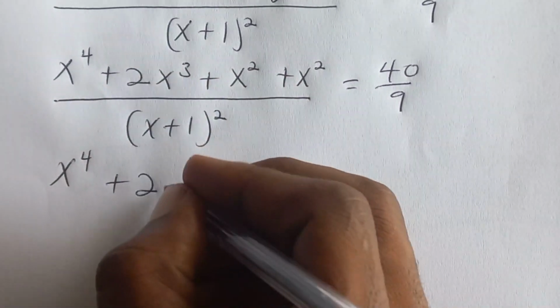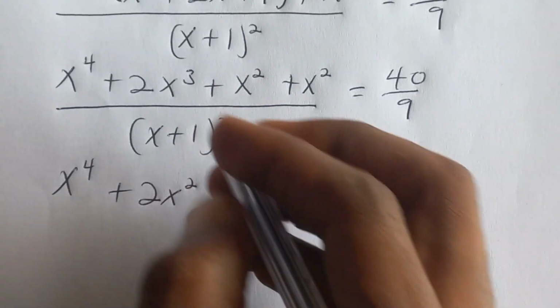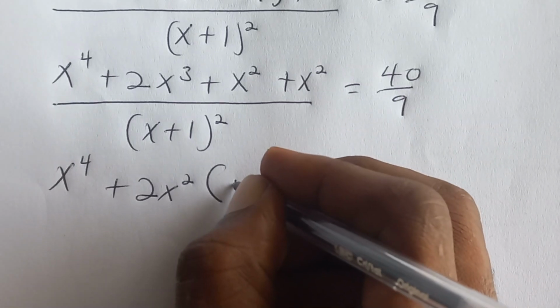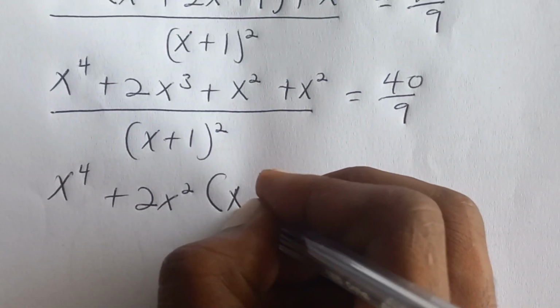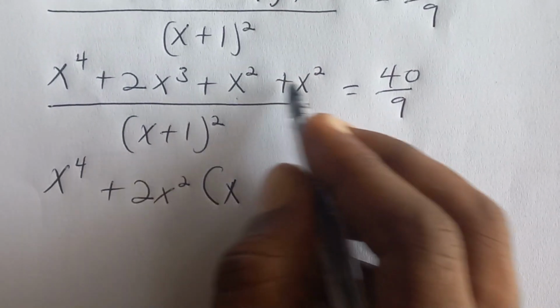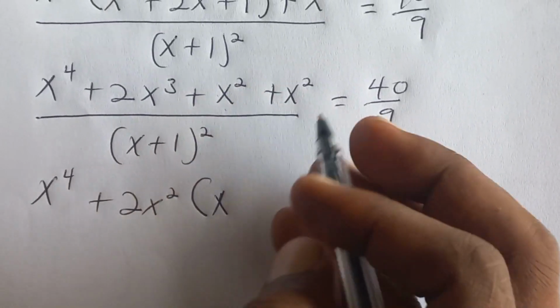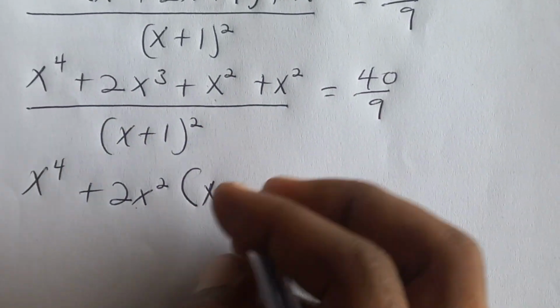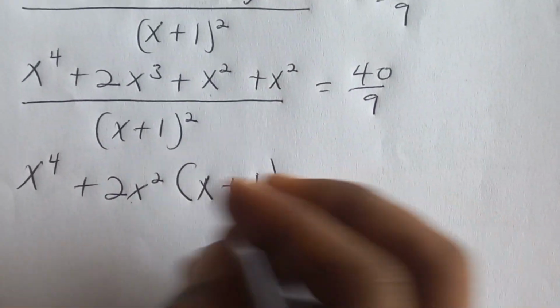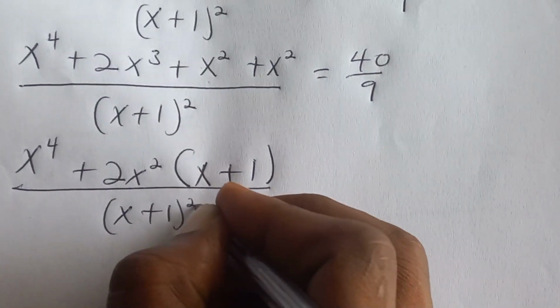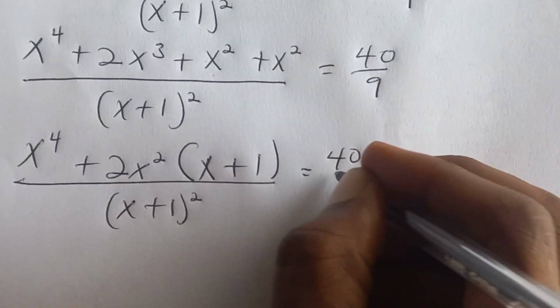So this one we can say that x squared. Okay, then we have 1 here, so it will be x. Then this and this gives us 2x. Okay, this and this gives us 2x. So since we have 2x here, so plus 1, all over (x plus 1) all squared, which is equal to 40 over 9.